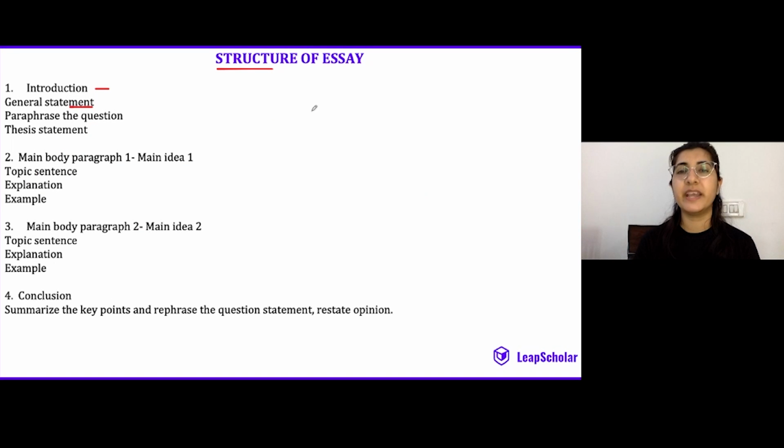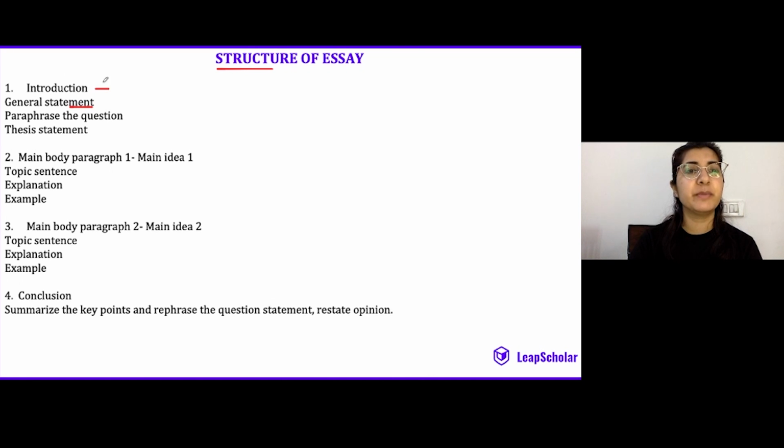So your general statement needs to be just a sentence on the word environment. For example, I could say, nowadays, the environment is facing an imminent threat because of the human activities. Or in the contemporary era, the environment is constantly being threatened because of the human activities. So just a general neutral statement on the word environment.